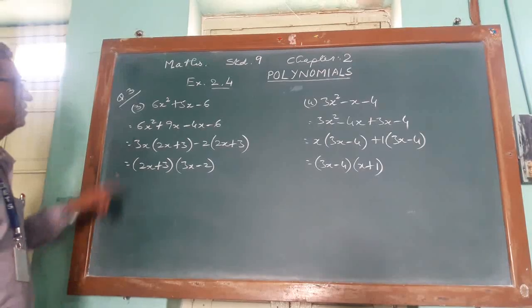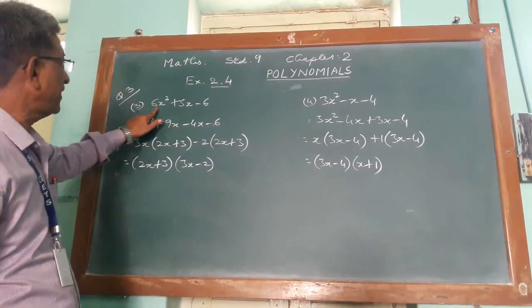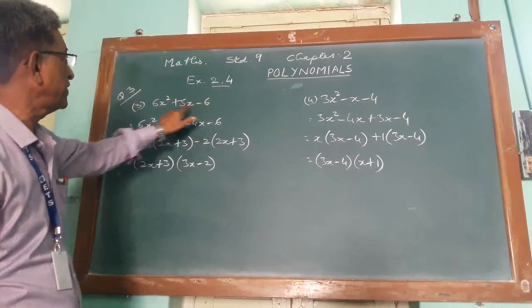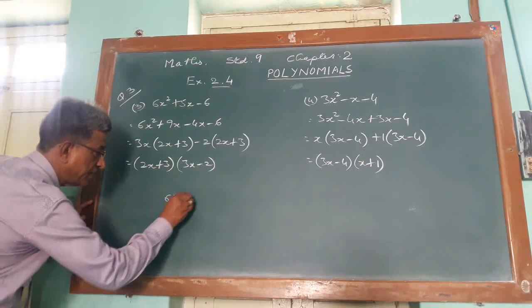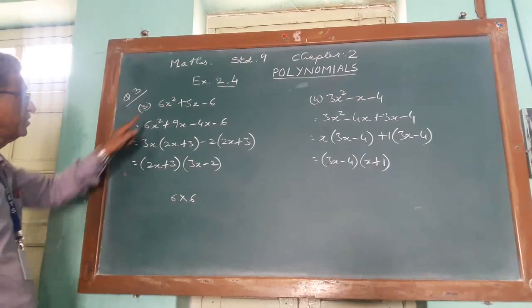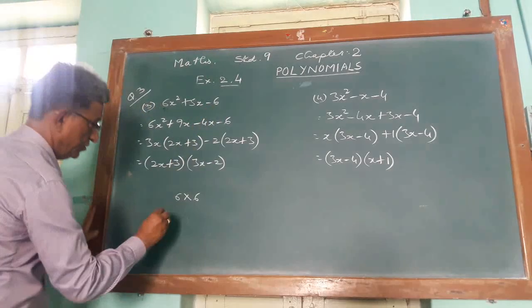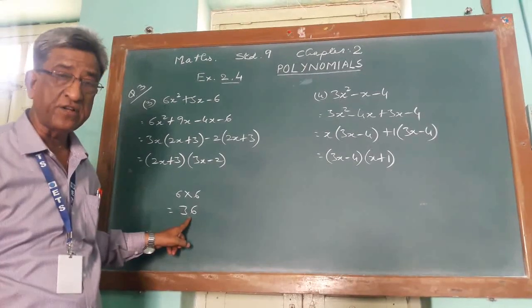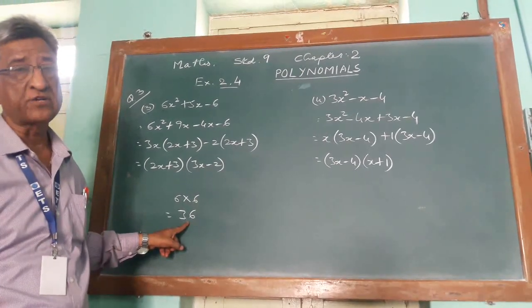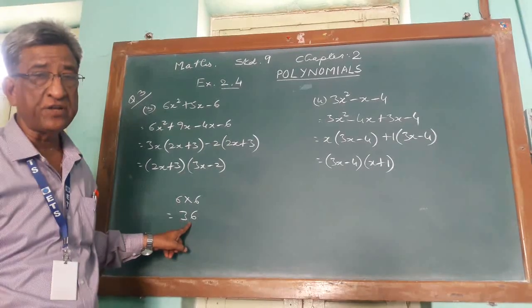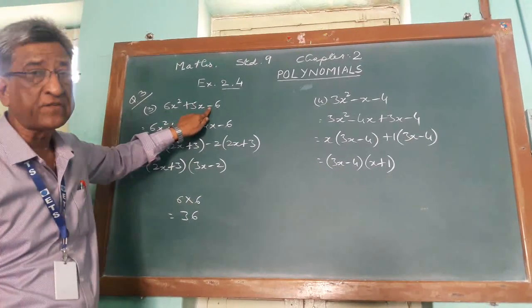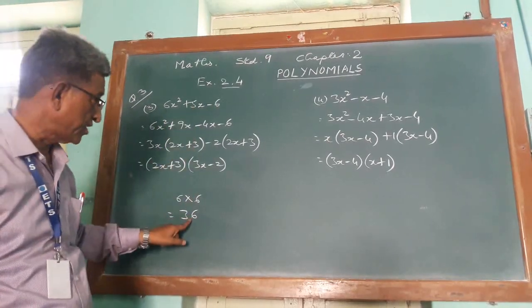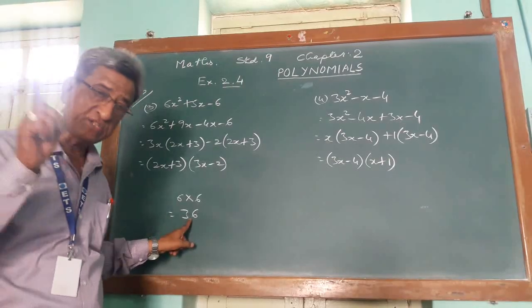Now third sum, 6x square plus 5x minus 6. So you have to multiply 6 into 6. 6 multiplied by 6. This will give you 36. Now you have to find the factors of 36. The product must be 36. This time you have a minus sign here, so the difference must be 5. Product must be 36 and difference must be 5.